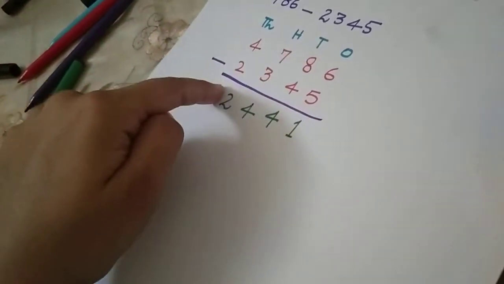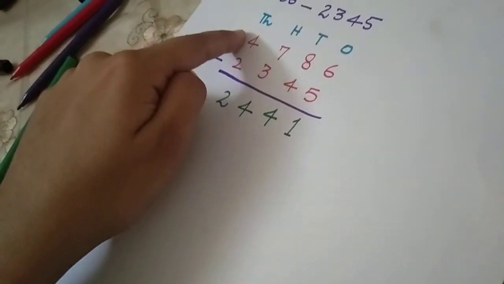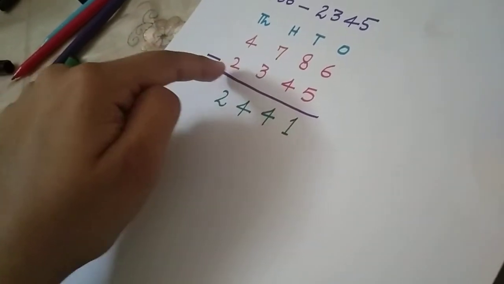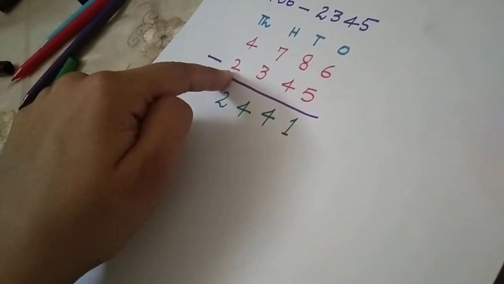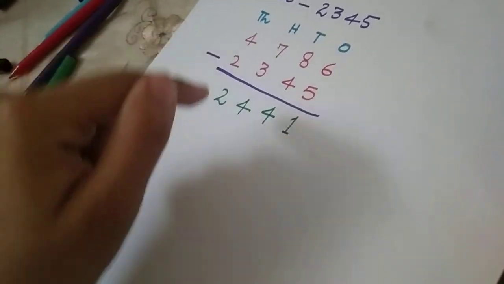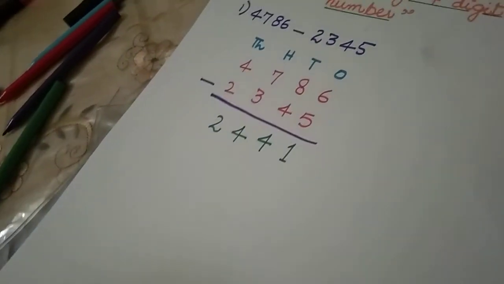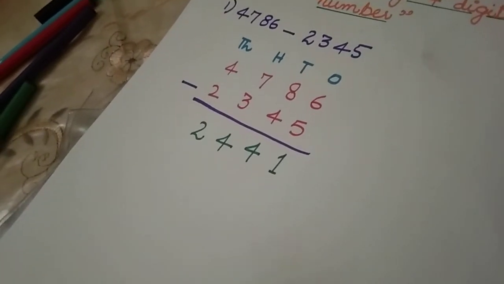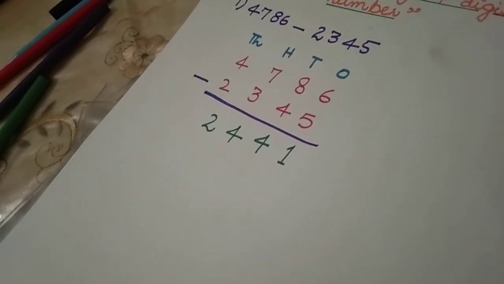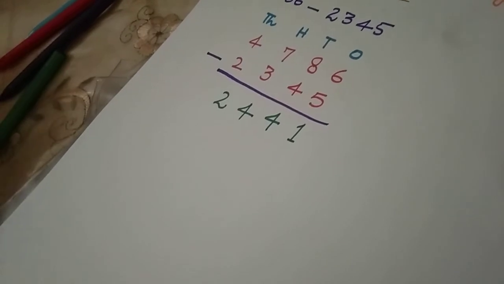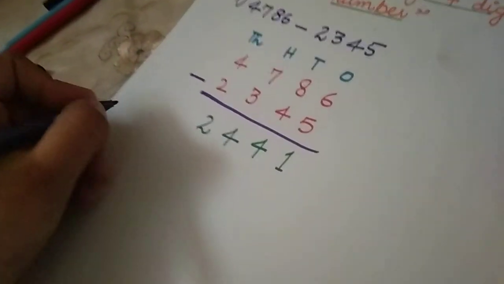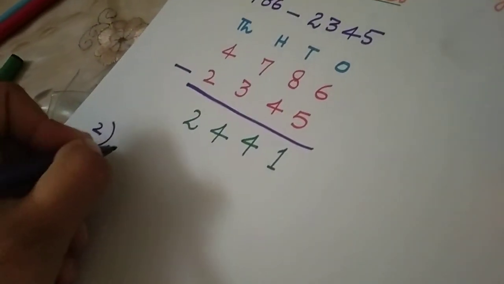Now come to the thousand places. Now 4 minus 2. What will I do? I will count till 2 and then 3 and 4. So I will get 2. Okay girls, now you have to remember that always when we do subtraction, we will start from ones position, right? Now I'm giving you another example which is slightly difficult.